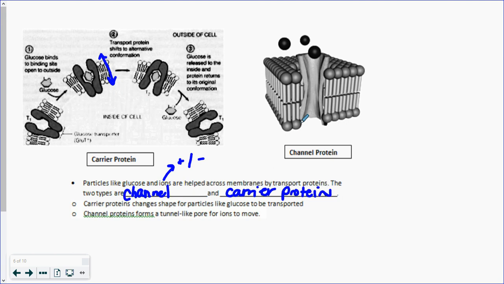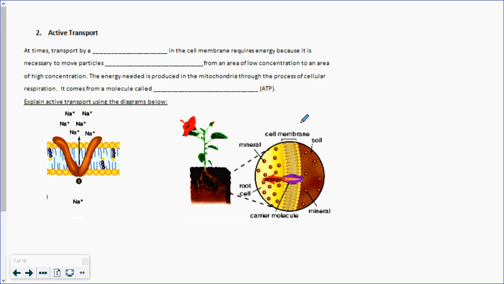I got this. So passive transport, again, required no energy. And again, it flows down a concentration gradient from an area of high concentration to an area of low concentration. So now we're going to talk about active transport.